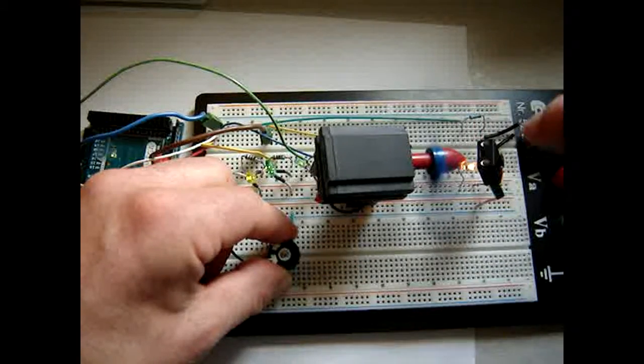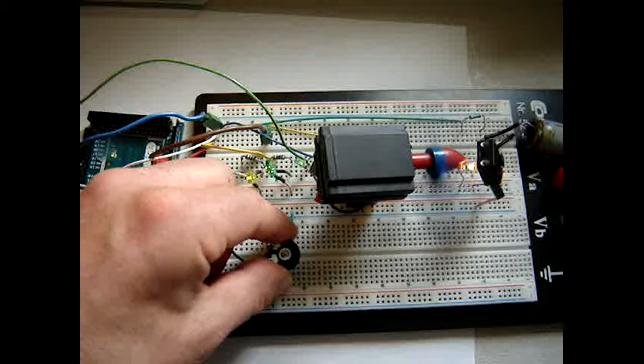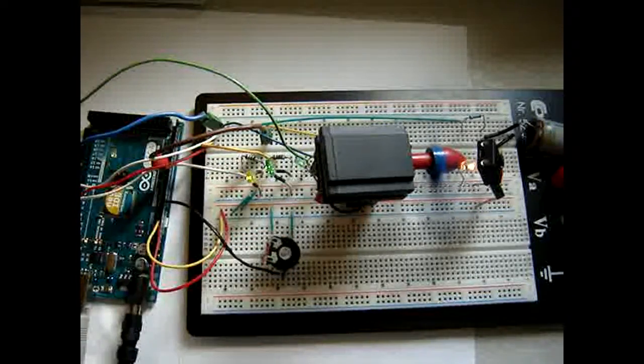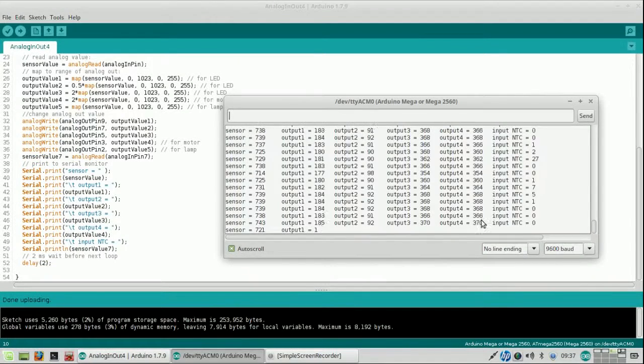So now it blows straight to the NTC. And let's see how the serial monitor shows. So when now looking at the NTC, the values are quite low, although with some odd values into the 20s.